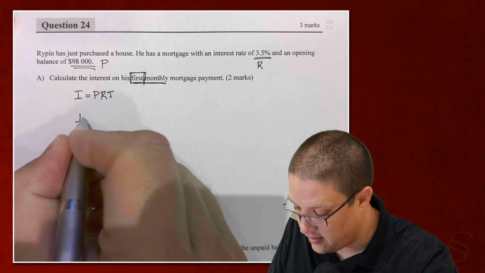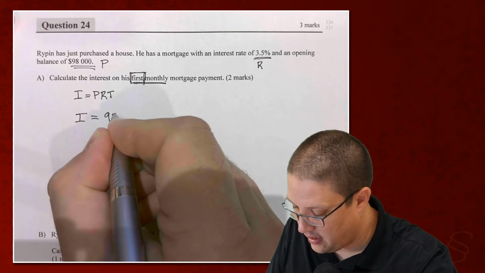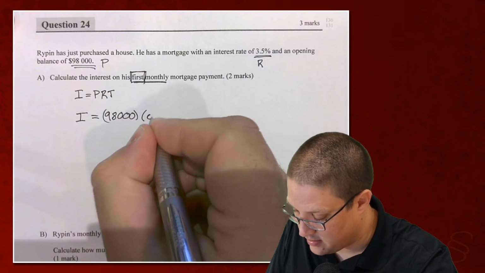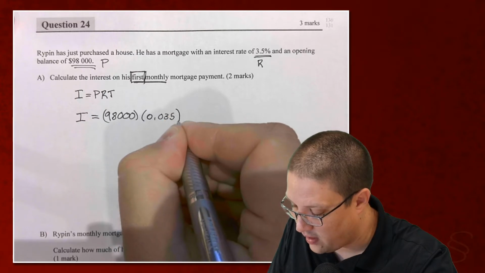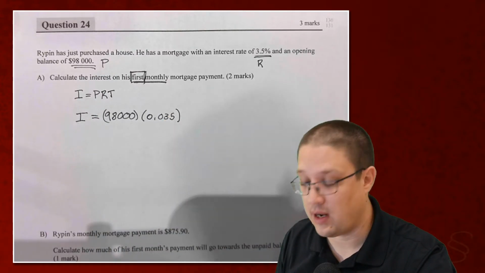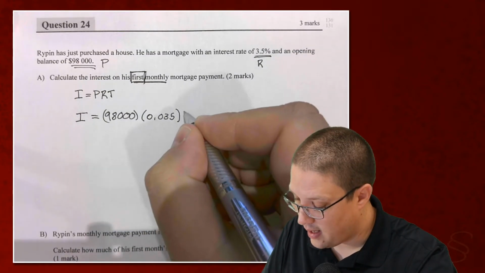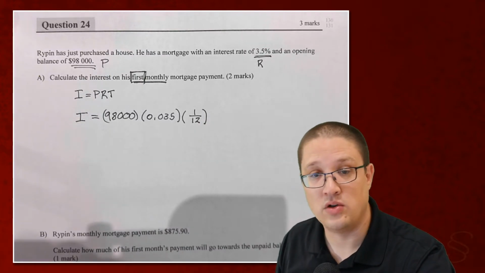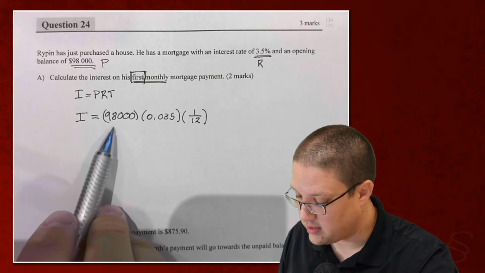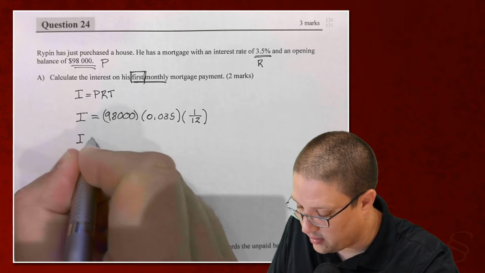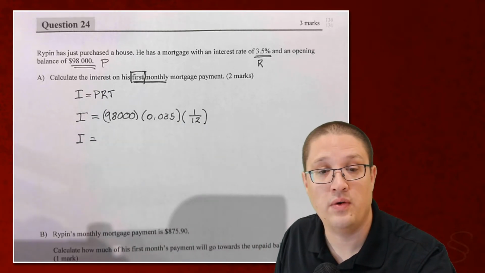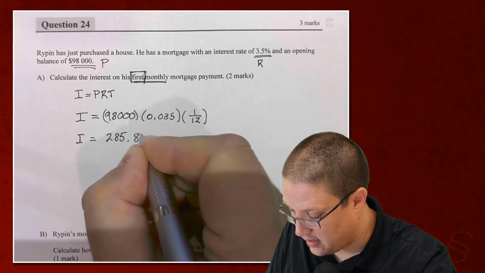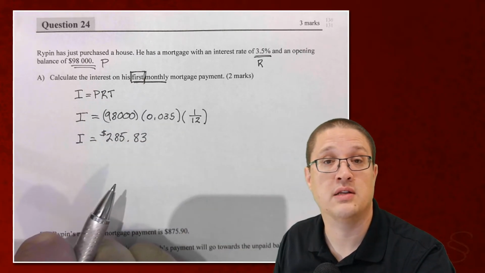So let's start plugging things in. My interest is $98,000. That's my principal. The rate, 3.5%, is 0.035. Make sure that you convert that to a decimal correctly, right? You need to divide by 100. And my time is 1 divided by 12 because 1/12 of a year is 1 month. So I'm going to plug that into my calculator. Be careful, multiplying all the way through. And I'm going to get $285.83.